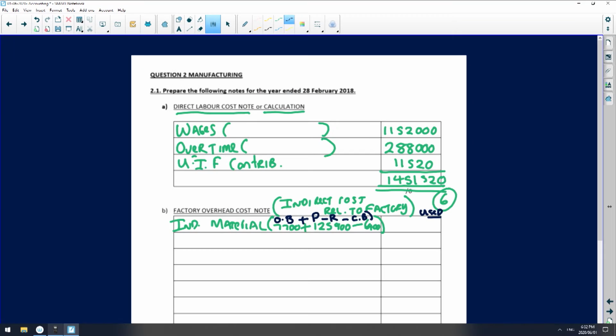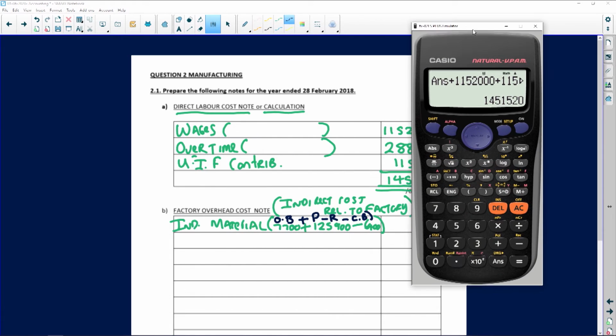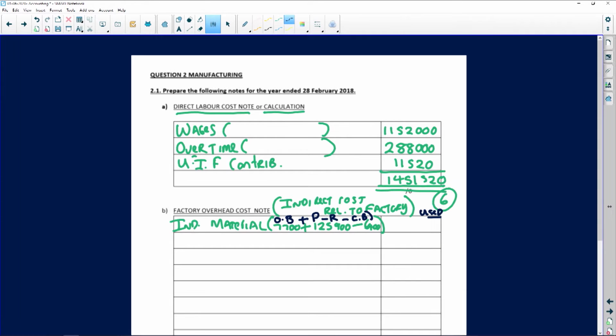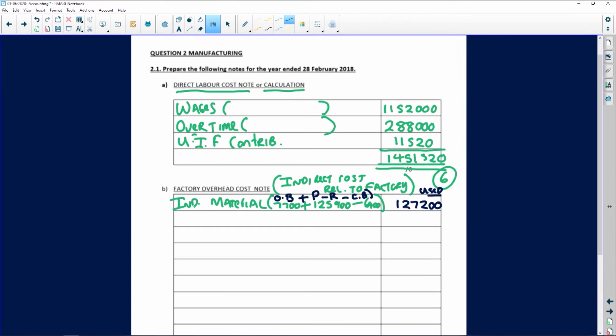Okay, so let's quickly get the calculator out and let's do the calculation. Okay, I just want to clear that. So 7,700 plus my purchases of 125,900, and I'm going to minus 6,400, and that gives me an amount of 127,200. So let's fill that in, 127,200. Okay, right, as I said, 4 marks for that particular calculation. Let's move on. So still with our factory overhead note, let's now look at our indirect labor.